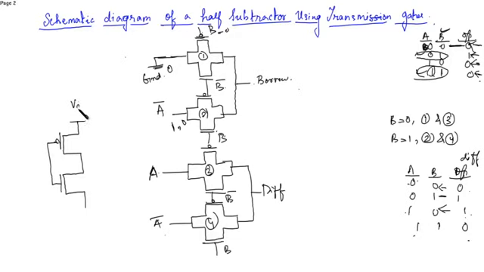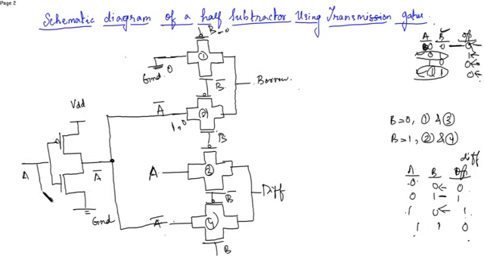This is VDD. This is ground. This is A and this is A bar. If it's A, then only this is A and rest all are A bar. So just connect like this. This is A bar and this is A. Okay.